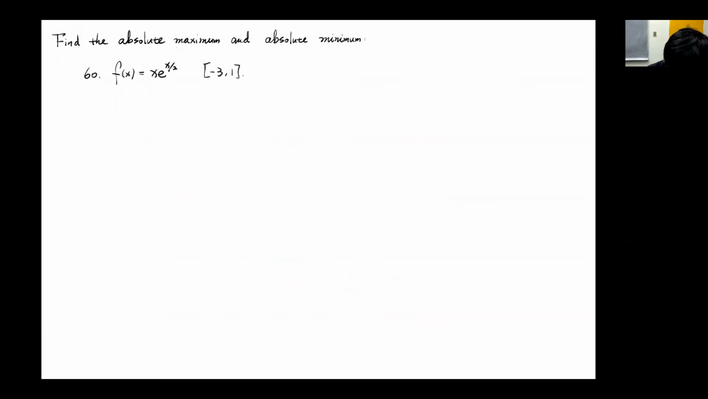For number 60, we need to find the absolute maximum and minimum for this function over the interval -3 to 1. So let's just brainlessly start with the derivative. Well, you need to use the product rule to get 1 times e to the x over 2 plus x times, well, the derivative of the exponential function is itself, so that will be e to the x over 2, but then you need to supplement it with the derivative of the inner function, namely 1 over 2. So do not forget this one. This is a common mistake, to forget the 1/2 over here.